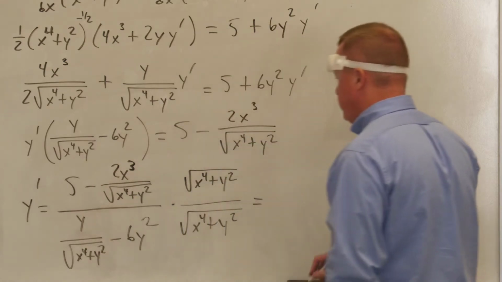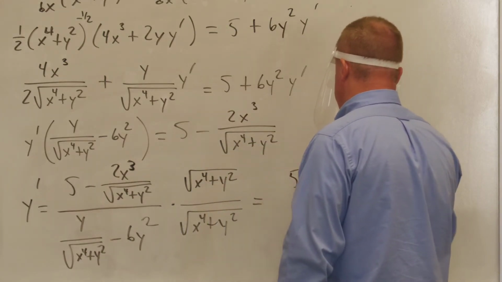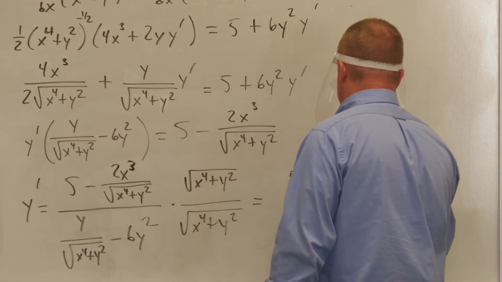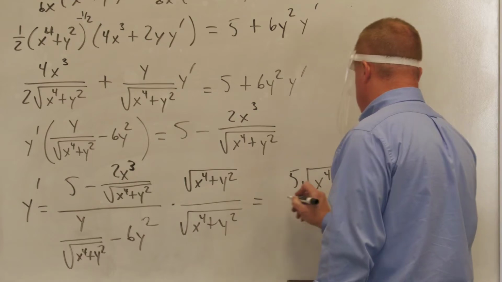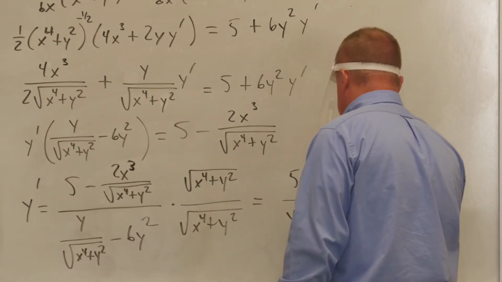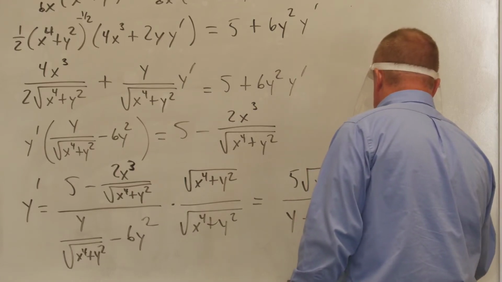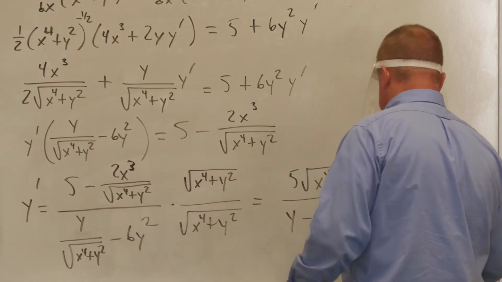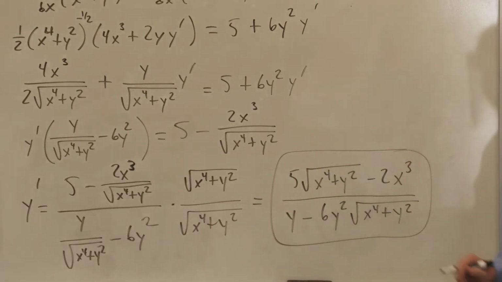Okay, so that will give me then, for a final answer, 5 root x to the 4th plus y squared minus 2x cubed over y minus 6y squared root x to the 4th plus y squared. There you go. Okay.